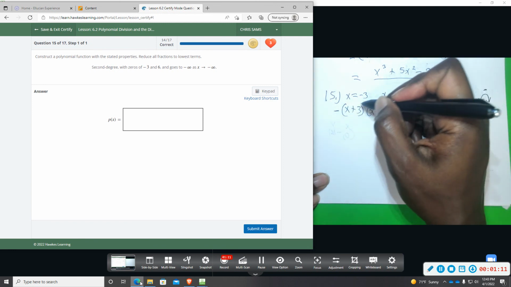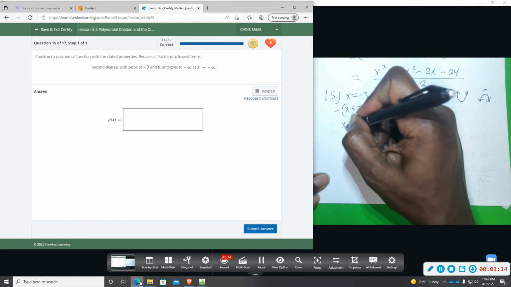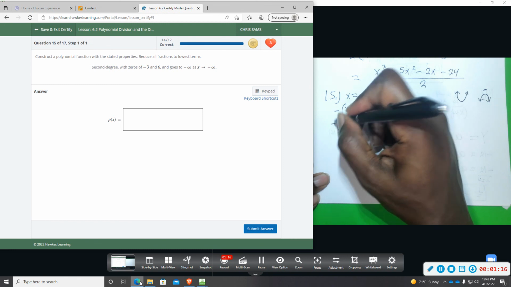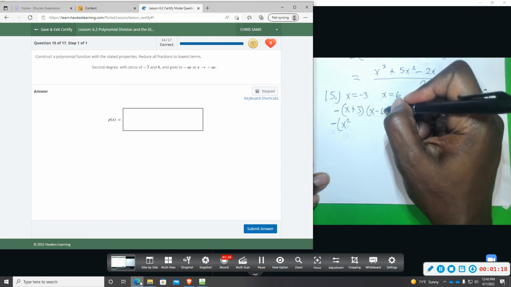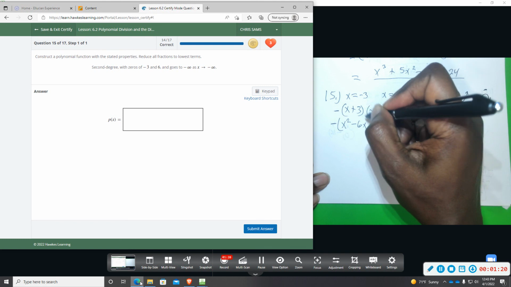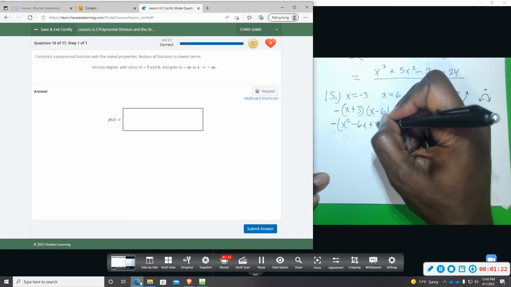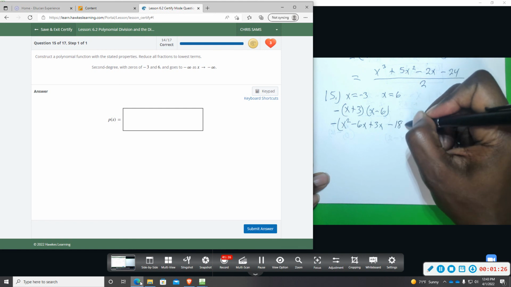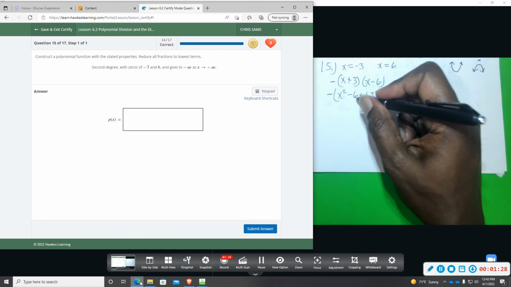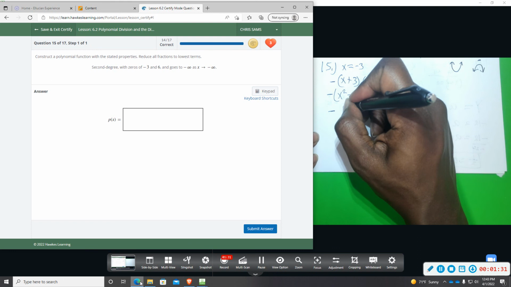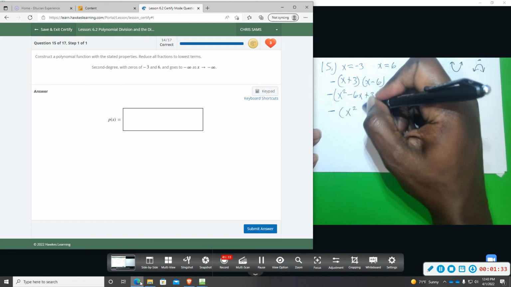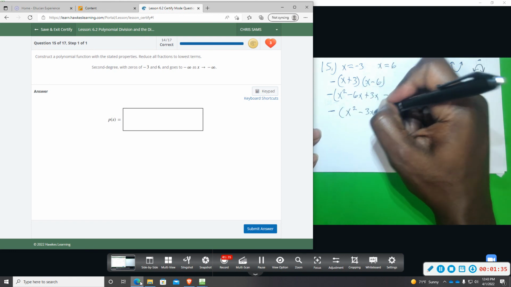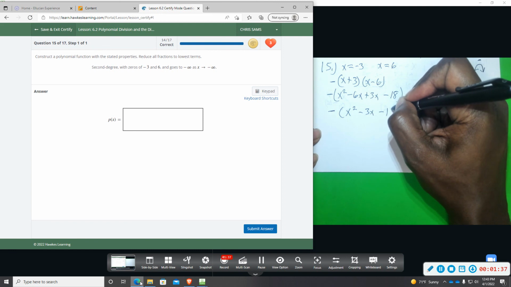So I'm going to FOIL this out. X times x would give me x squared. Write down that negative. X times a -6, -6x. And then plus 3x. And then minus 18. All right, if we combine the two terms in the middle, we will have x squared minus 3x minus 18.